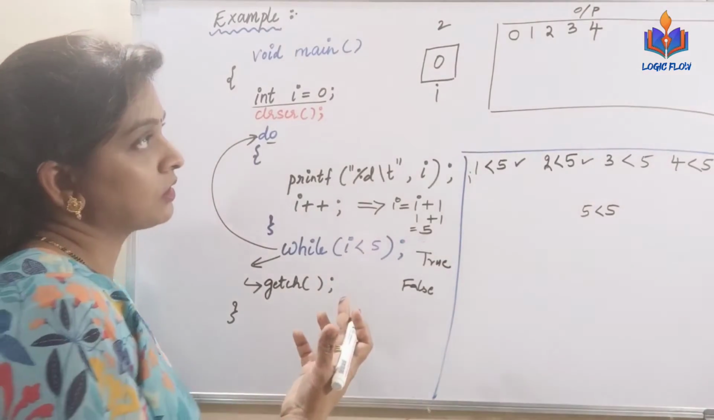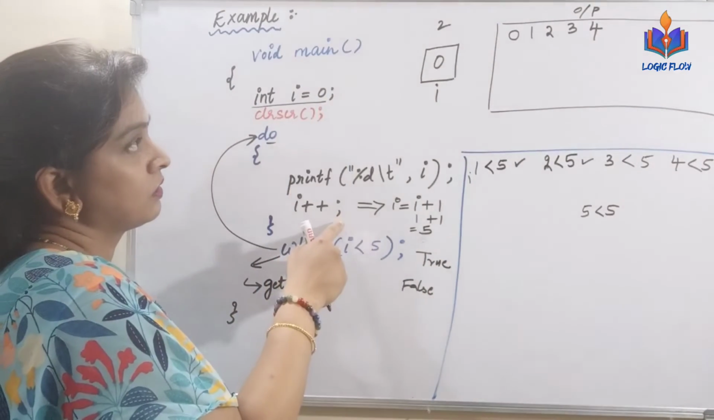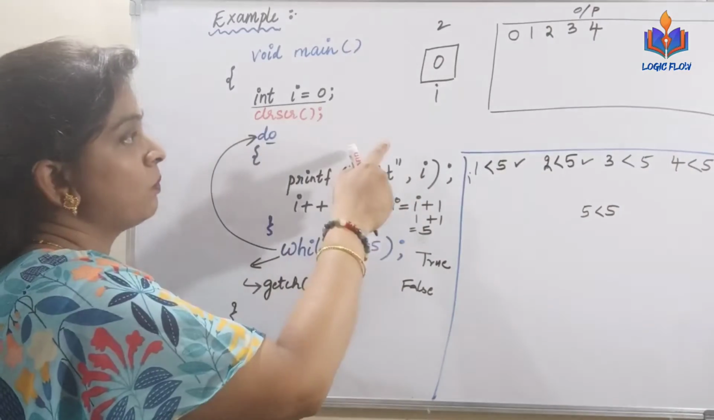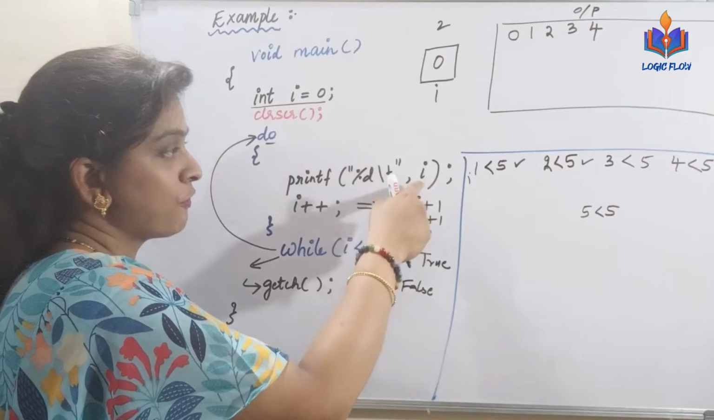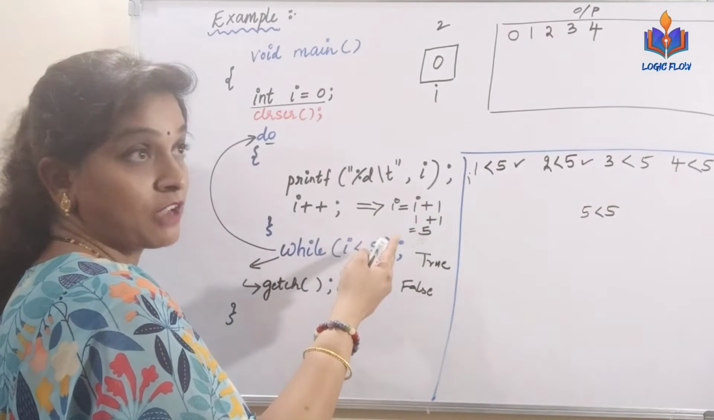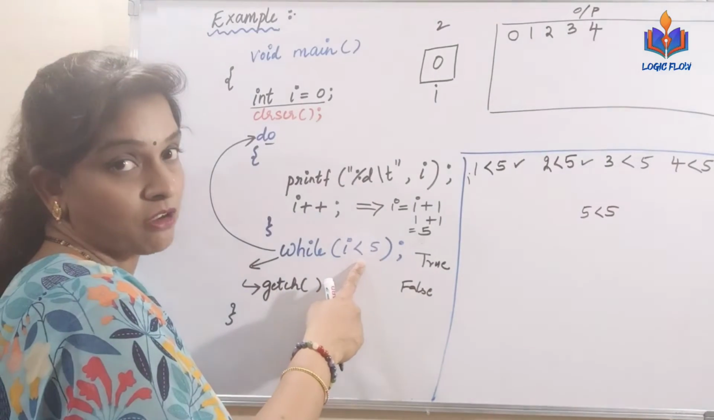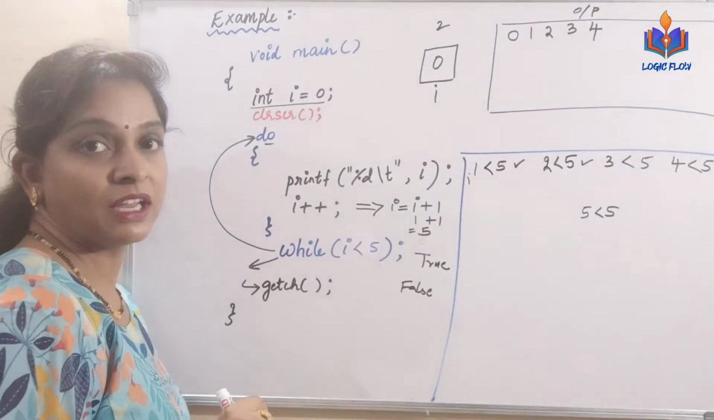So I just got the value from 0. When it was 0, I printed the value 0. Then loop back, 1. Then loop back, 2, 3, 4. And then i plus plus, it becomes 5. So when it becomes 5, the condition evaluates as false. Then it terminates, and the control goes to the next statement.